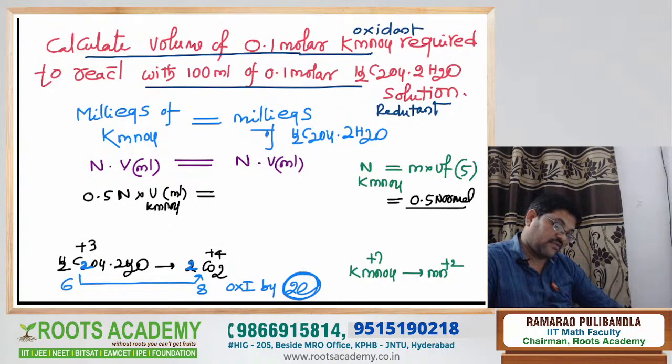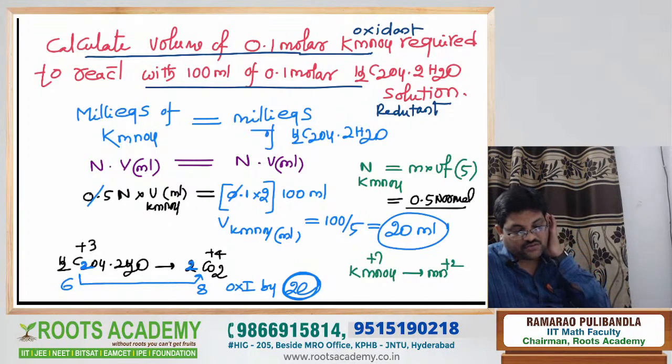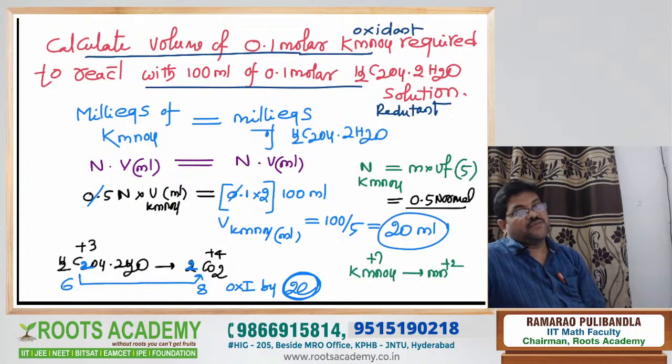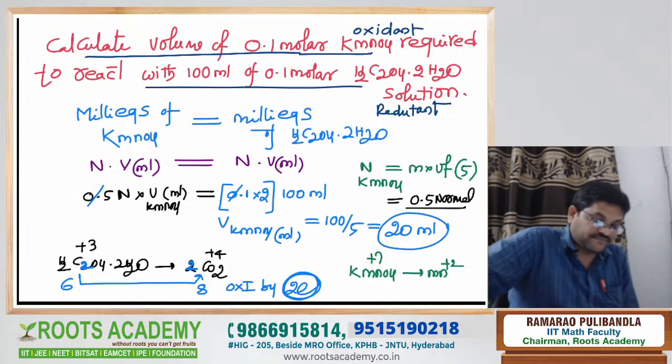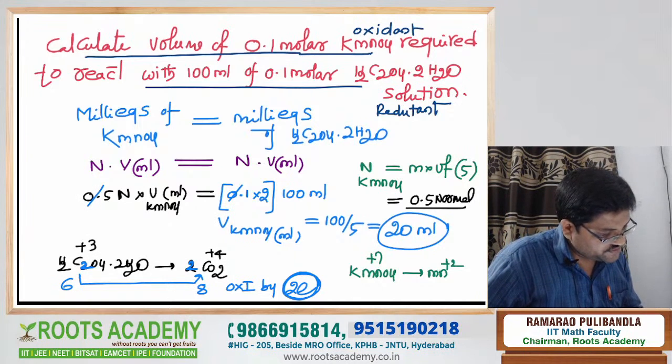Now here molarity is given. Molarity is 0.1 into valency factor 2, and the volume is given as 100. Understood? Now this point cancels, and you get the volume of the KMnO4 in ml is equal to 100 by 5. So 20 ml is required. Simple logic, no confusion. The problems are not so difficult. They are very easy problems, right?